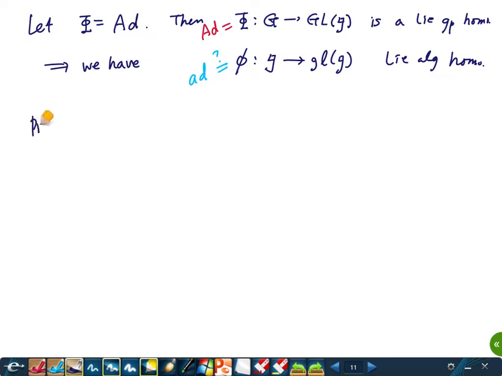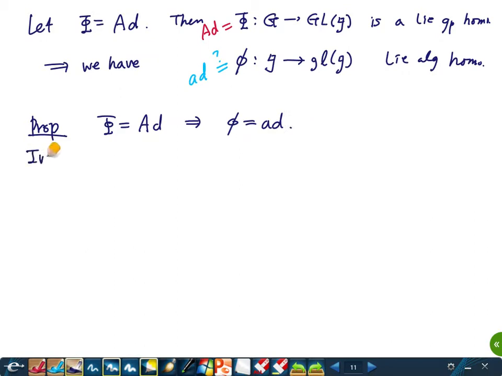So proposition: V is Ad, using this notation. Let's put it a little more. If this is Ad, then the corresponding Lie algebra homomorphism is ad. Make sense?